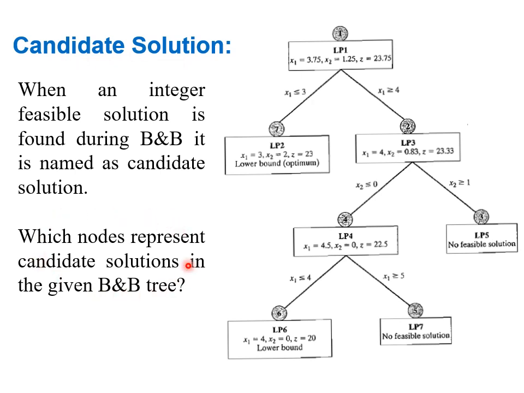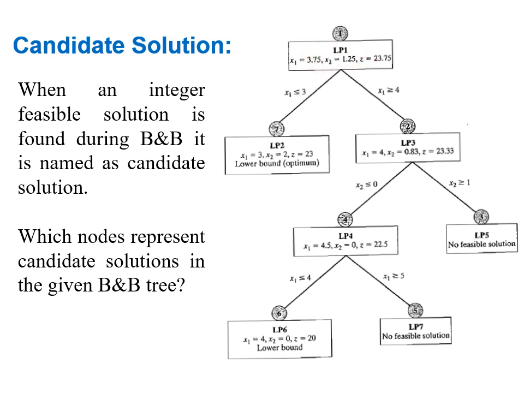Now, look at this example. A branch and bound tree is given to us, and it's asked which nodes in this tree represent a candidate solution. Okay, let's start from the first node. Remember again, in a candidate solution, we need to have an integer feasible solution, and in this example, there are two decision variables x1 and x2, and both of them are integer restricted. So this is the root node and the LP relaxation. You see the solution is not integer. So this is not a candidate solution.